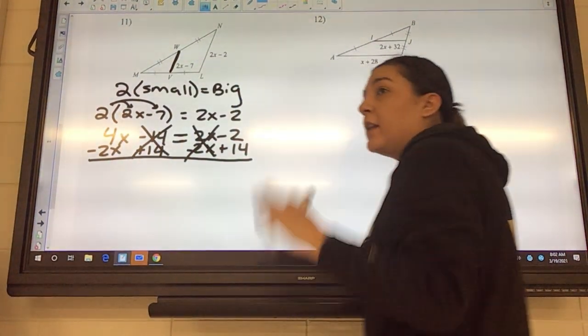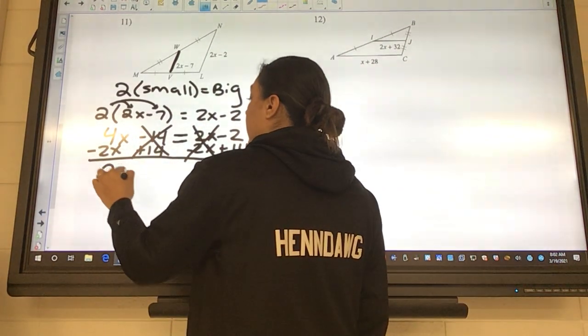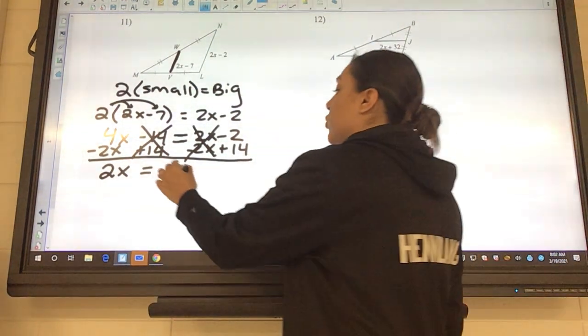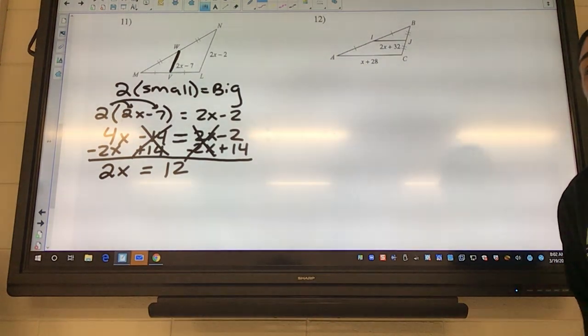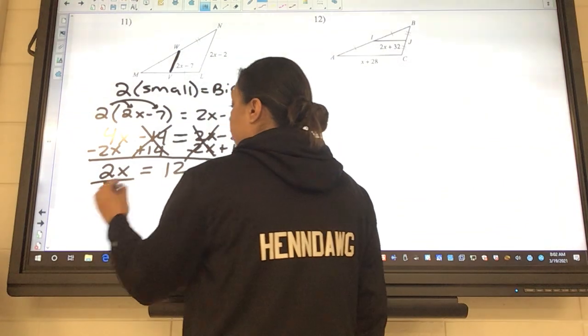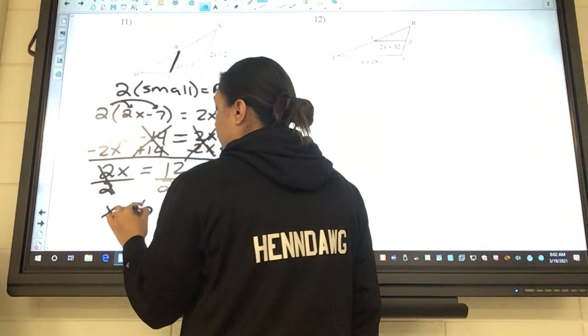Okay, so 4x minus 2x is going to be 2x. And then negative 2 plus 14 is going to be 12. Okay, so we got 2x equals 12. And our last step, okay, is always to divide at the end. So you got x equals 6.